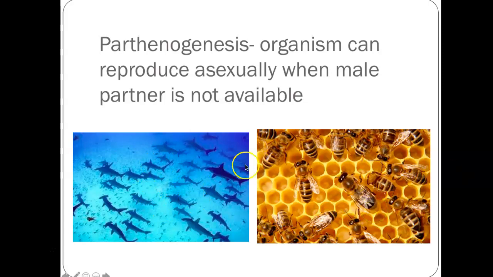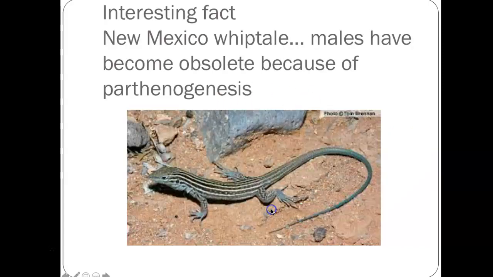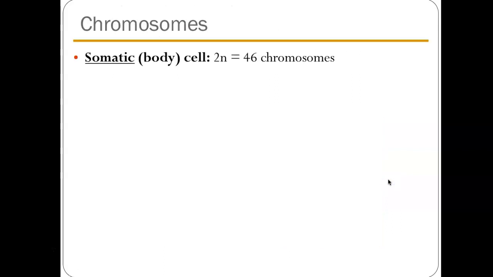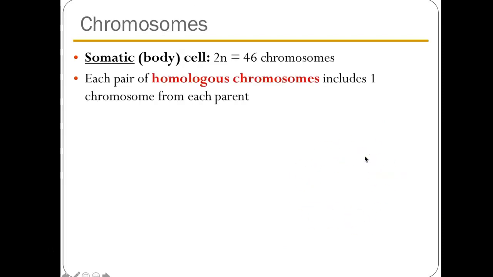Just so y'all know, sharks and bees can reproduce asexually, but their offspring are not going to be as viable, as strong and healthy, as if they had reproduced sexually. An interesting fact: the New Mexico whiptail males have become obsolete because of parthenogenesis, so the females only produce females. There are no more males in the New Mexican whiptail, and it can't be reversed because there are no male chromosomes there anymore. I thought that was kind of cool, that it went to just an all-female group.